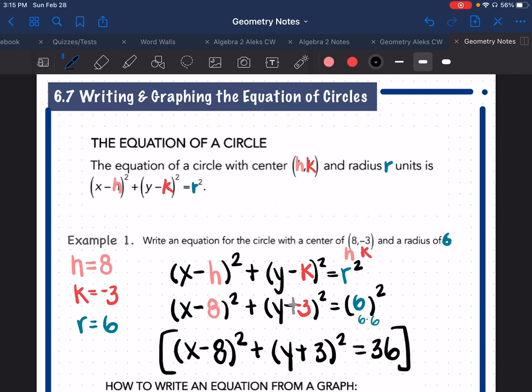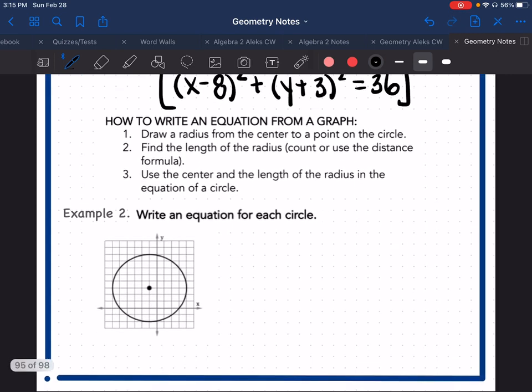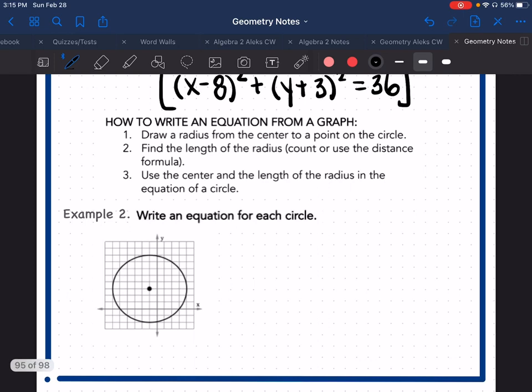Okay? All right. How do I write an equation from a graph? So what if I have a graph of a circle? How do I write the equation? Well, the first thing I'm going to do is draw the radius. So here's my center in example 2. I'm going to draw a radius. Now you could draw any radius you want. Could you have drawn the radius like this? Yes, but to find the length of that is going to be a little bit harder.